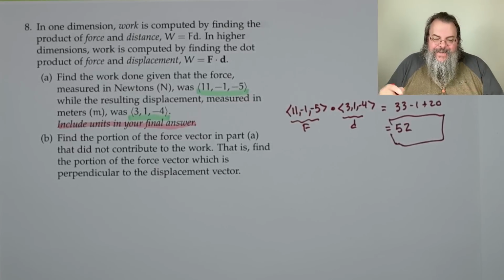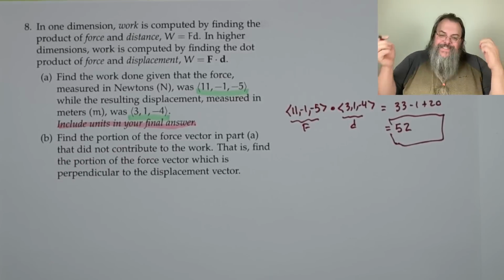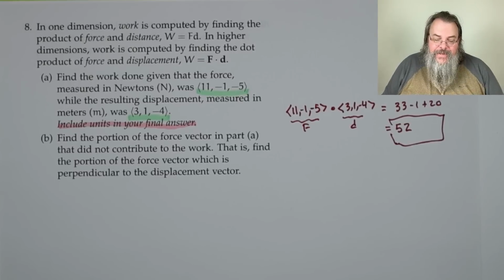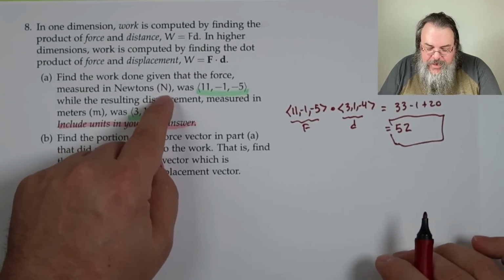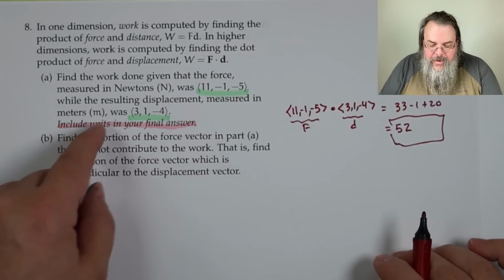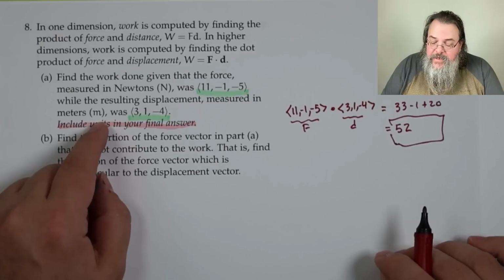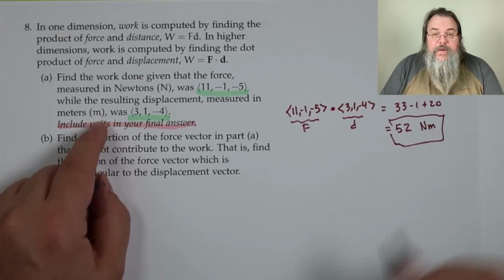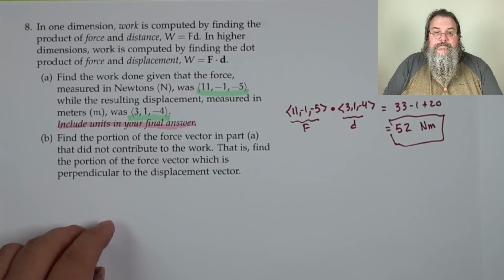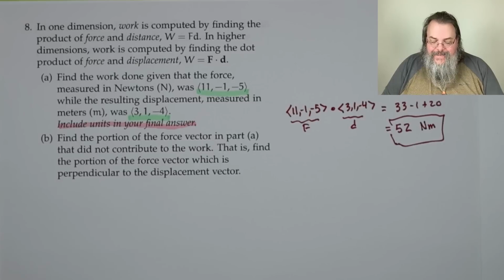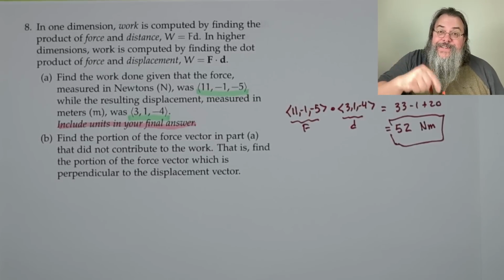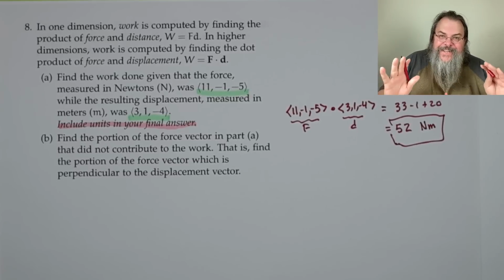Why not? We didn't include units. Oh, yes, that's right. We needed to include units. What are the units? Well, force has units of newtons, displacement has units of meters, so it's 52 newton meters. That is the answer. That's it. Part A. Oh, we should have put this one on the test. Well, hold on. There's a part B.